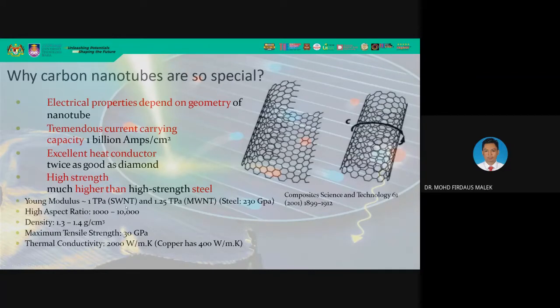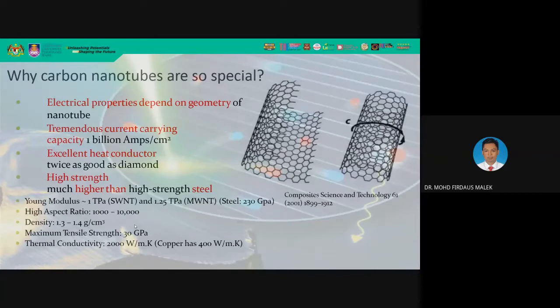Okay, contoh, if you compare single wall with multi-wall, sini pun ada the difference. Okay, both are in terapascal compared to steel. Okay, steel only 230 gigapascal, which is 100 times more. Okay, this one in gigapascal. So the difference is, this is 10 power of 9, this is 10 power of 12. Okay, so quite a big difference.